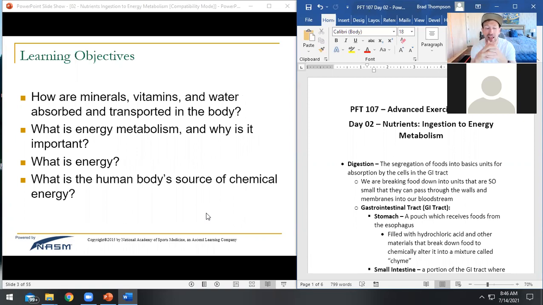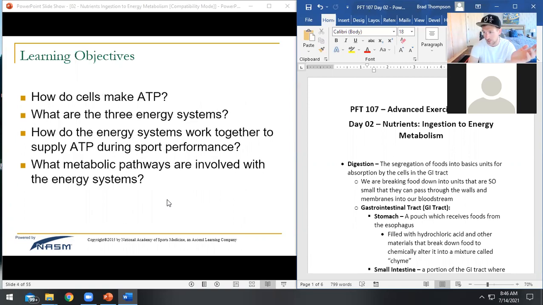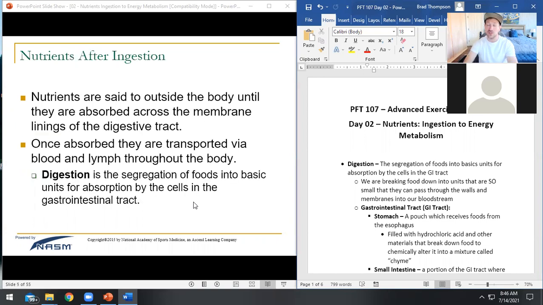And then we will look at energy metabolism, why it's so important, how we generate it, and how our cells make ATP. So we will review our energy systems for the last time for quite a while, which I'm sure everybody's excited about. We'll leave it alone after this. And then we'll talk about which metabolic pathways are used with specific nutrients, right?